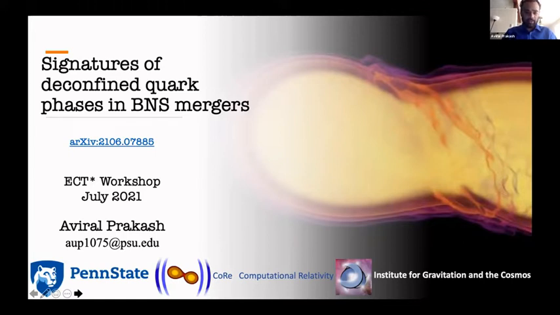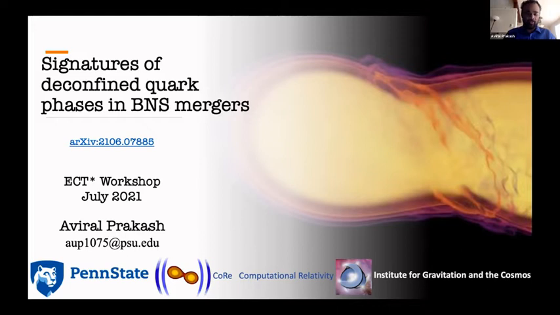Okay, so today I'll be talking about signatures of deconfined quark phases in binary neutron star mergers. Much of the work which I'll be presenting in the talk is based on this paper, which we announced last month, arXiv 2106.07885. This is work done in collaboration with David Radice and collaborators in Jena and the University of Trento.